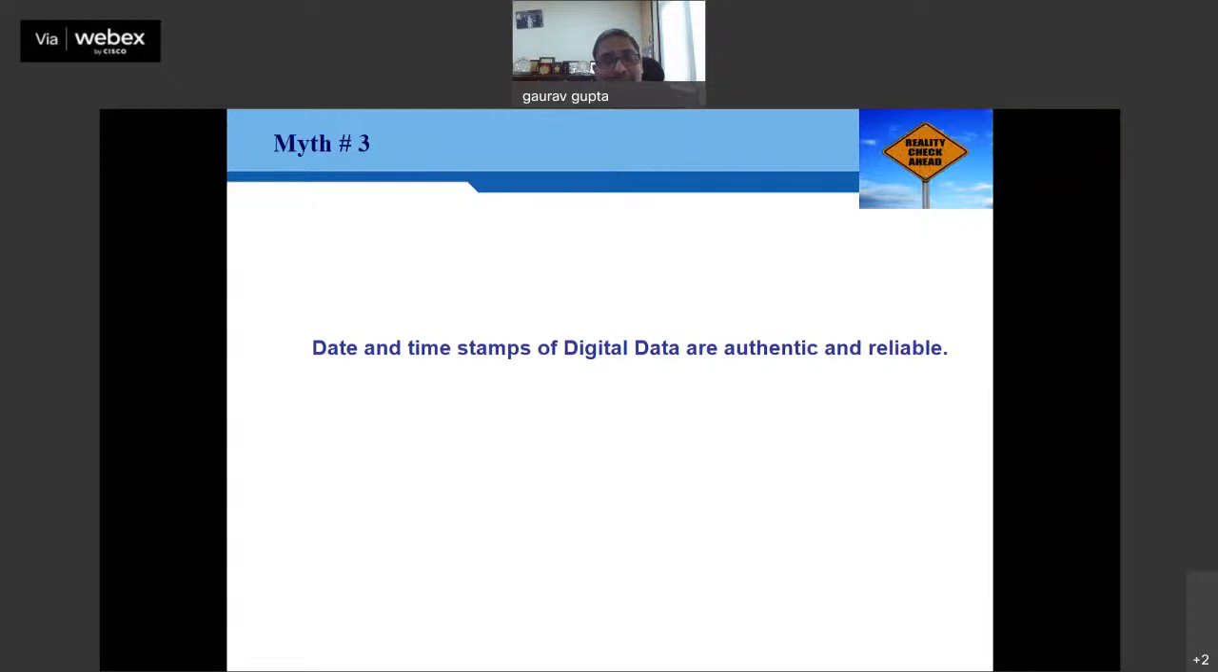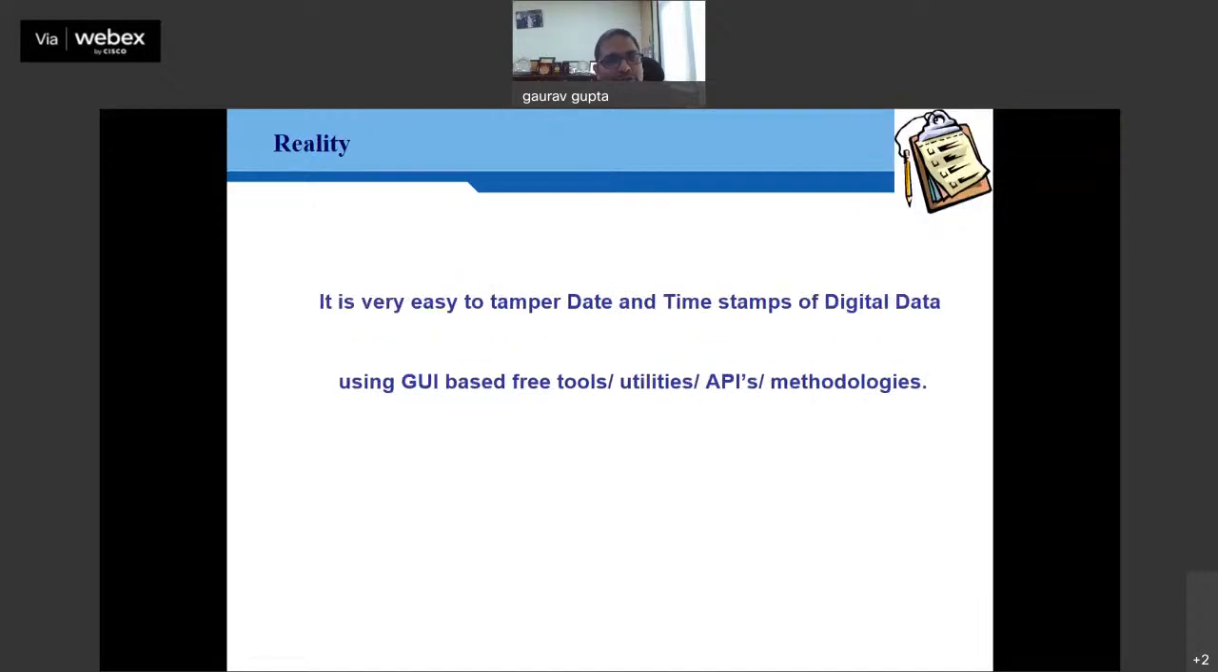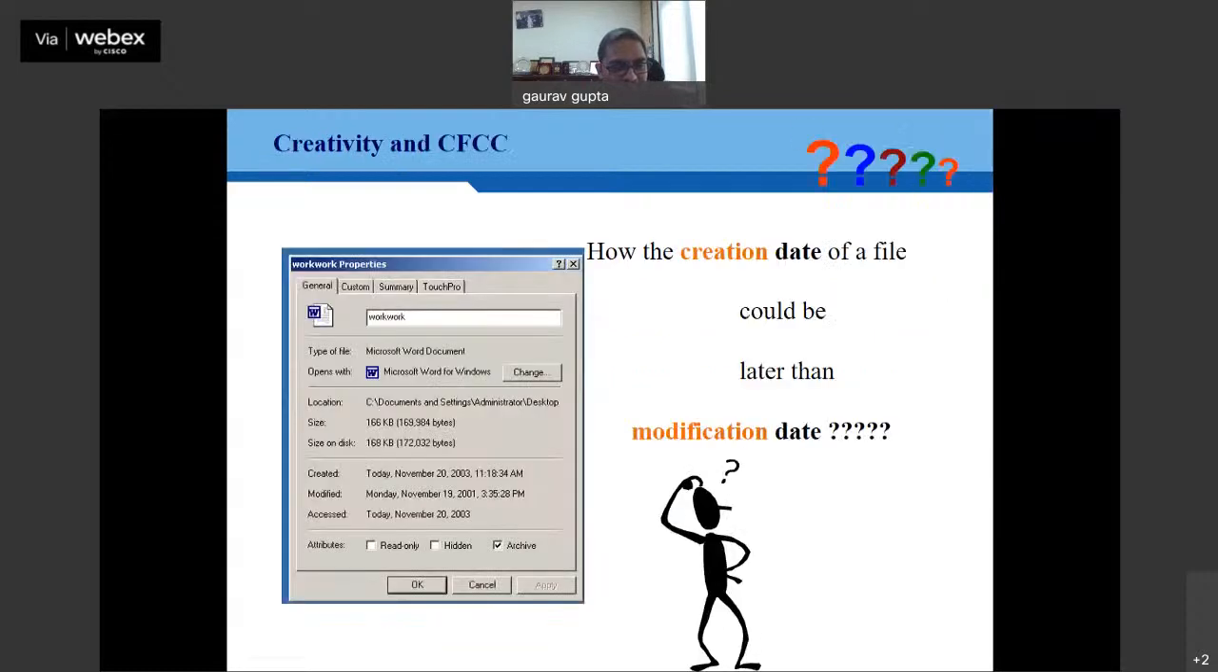Date and timestamps, which are the basic information about any data, can also be tampered. They are not reliable. This is a myth. There are tools. Go to next, please. There are API based tools which can be used to change whatever you want to change in terms of digital date and timestamps. Move on to the next, please.